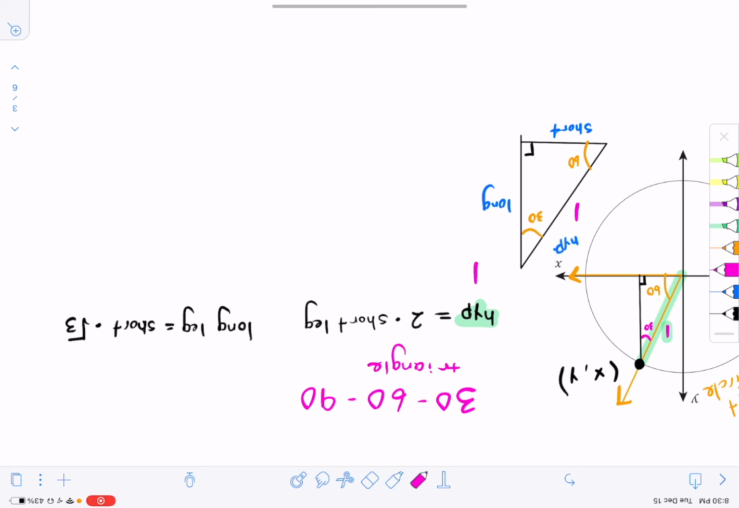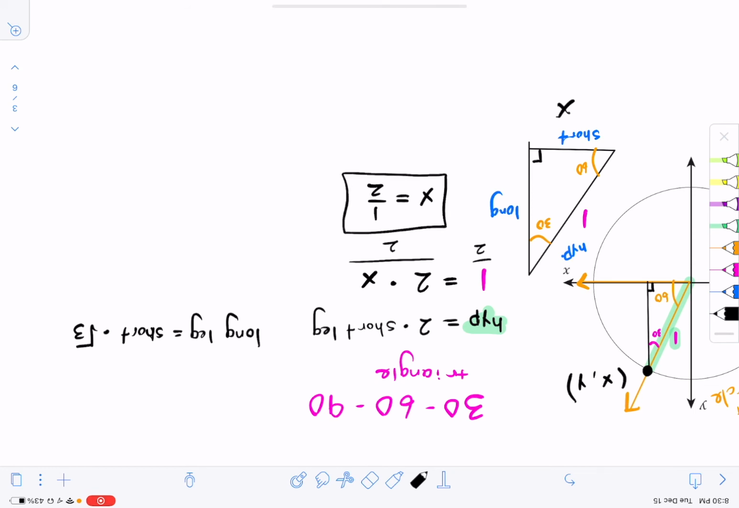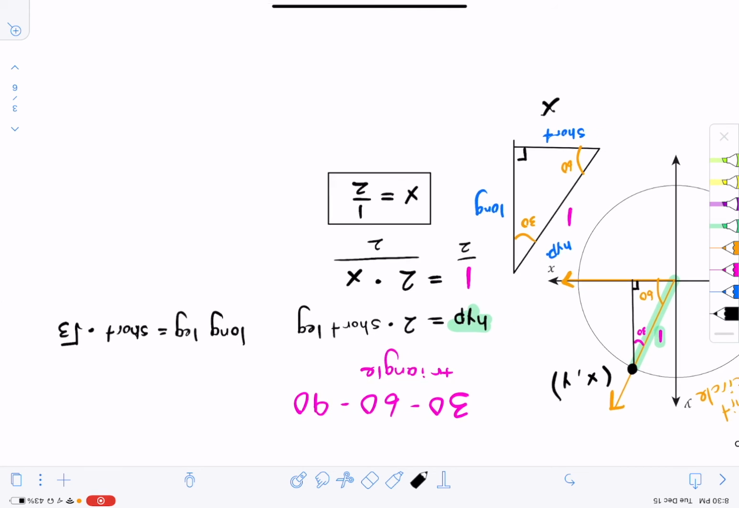Knowing that the hypotenuse is 1, we can substitute 1 in for that value, and we have 2 times the short leg. I'm going to label the short leg x because up here, the short leg is on the x-axis. So 2 times x. In order to solve for x, I divide both sides by 2, and x is equal to 1/2. Here's your x value. I'm going to label the long leg y because this leg right here runs parallel with the y-axis.